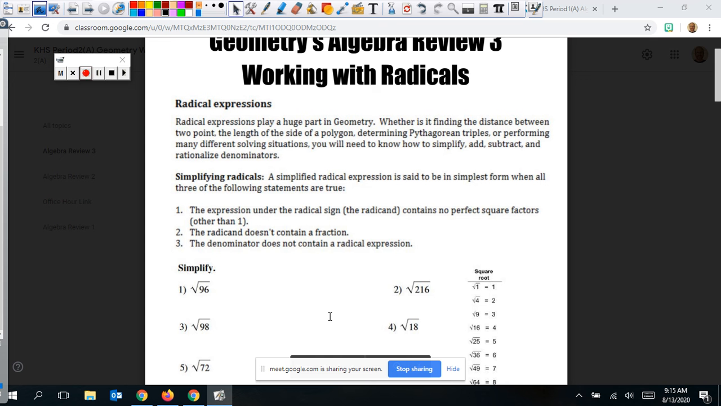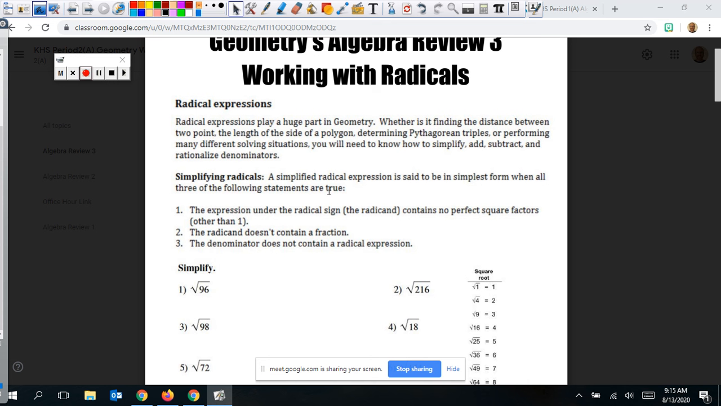We need to know what to do if we have more than one radical, on how to add them, put them together, multiply them, or something like that. That's why I have us going through this. We also need to know how to rationalize denominators when we have a fraction with a radical at the bottom, so that's also going to be in here. So first of all, simplifying radicals.